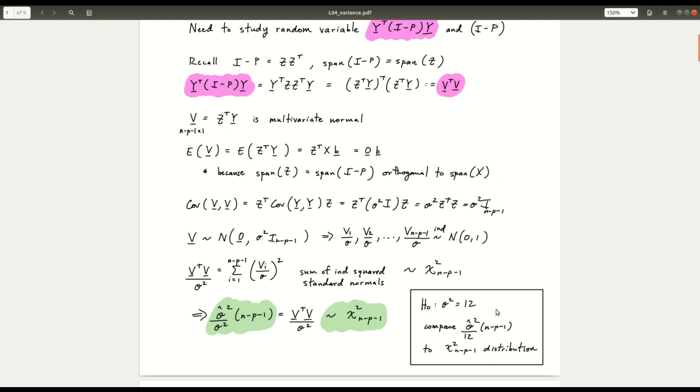So for example, if this thing is much larger than what is expected under this chi-squared distribution, then you'll reject the null hypothesis. And same thing, if it's much smaller, then you'll also reject this null hypothesis. So this is maybe a bit different than you've seen, that the parameter appears in the statistic, but it's really not. Once you hypothesize a value, then you actually have a value here. So it's not really that complicated. So this is the test statistic.